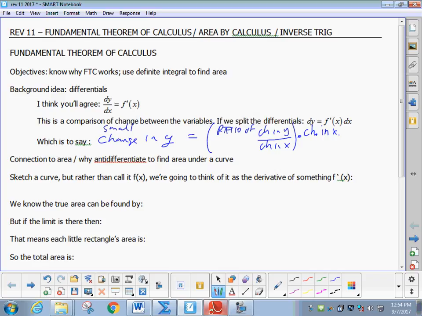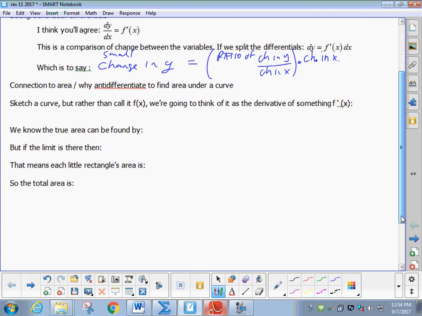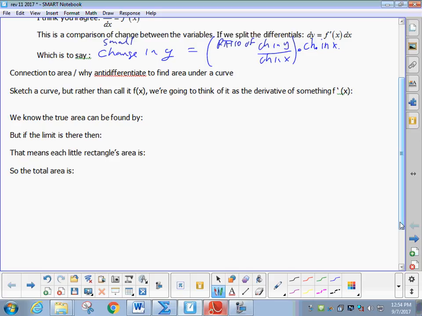Now, how is this going to relate to this definite integral? What's that got to do with the definite integral and area? Oh, gosh, this is so beautiful. It's like a million things coming together. First, though, let's go with a graph.